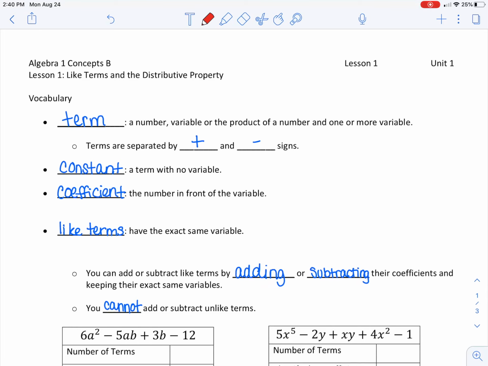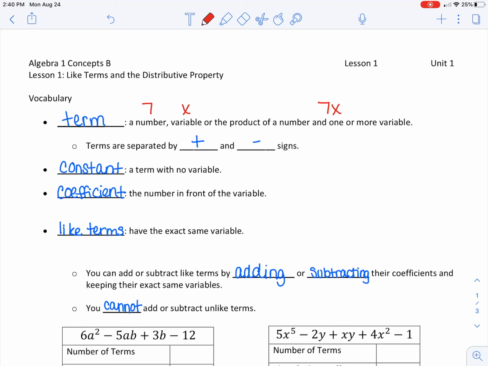So a term is a number, so let's just pick a random number, a variable, and a variable is just like an x or a y or anything like that, or the product of a number and one or more variables. So that'd be like saying 7x. So a term is just one of these three things. Okay, and terms are separated by plus and minus signs.